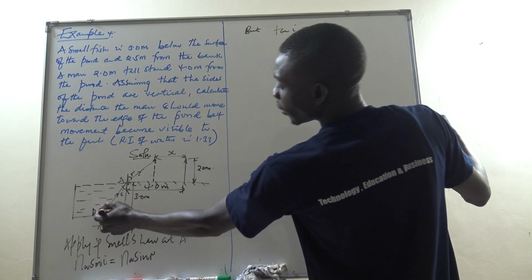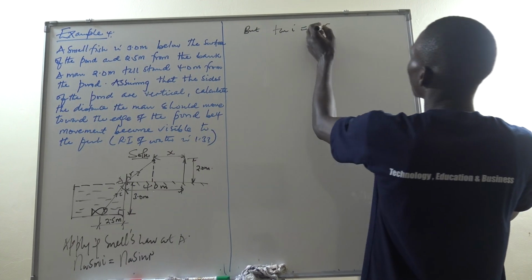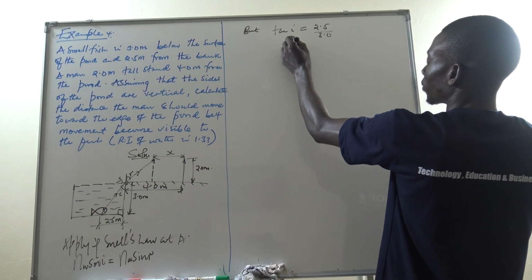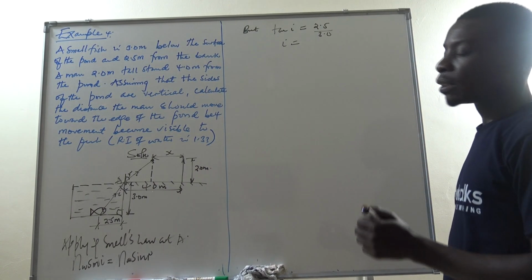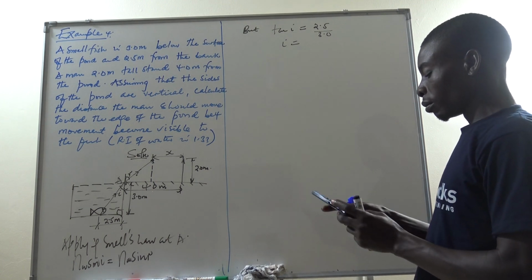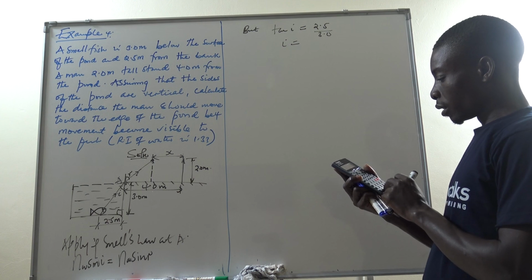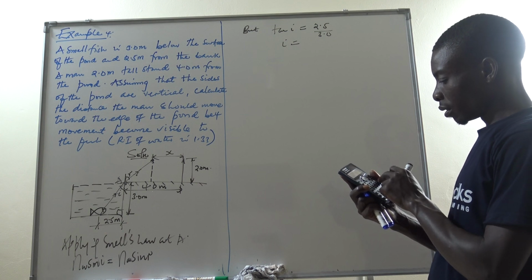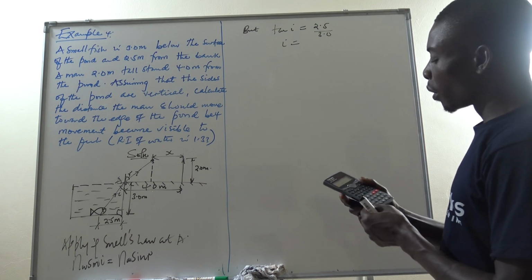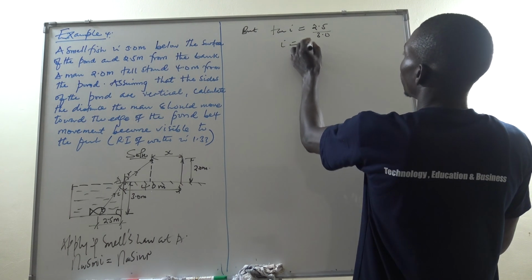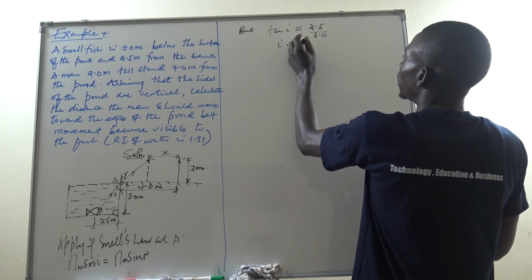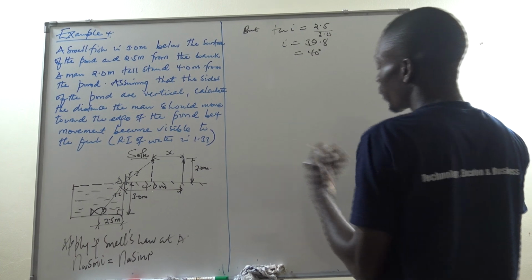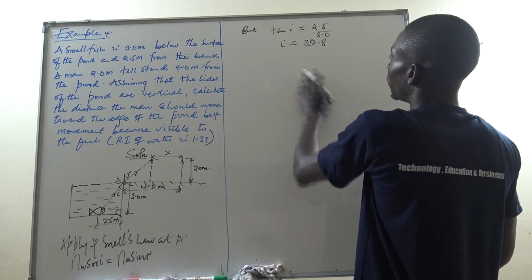Tan i equals, if I look at this triangle here, 2.5 divided by 3.0. What is my i? We can use our calculator and get i. It is 39.8, that is equivalent to 40 degrees. I can take it as 40 degrees, or even if you leave it like that, no problem. So let me leave it there.